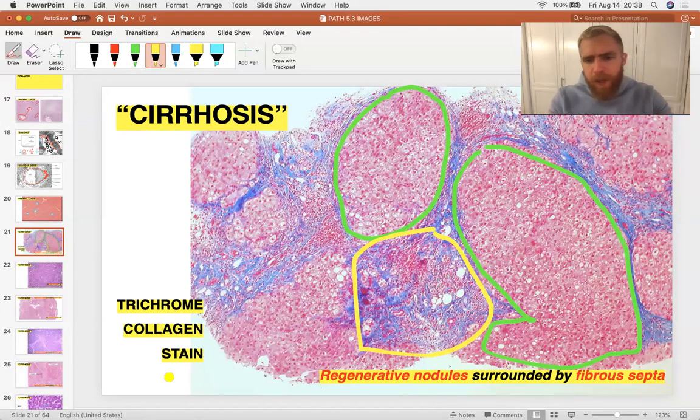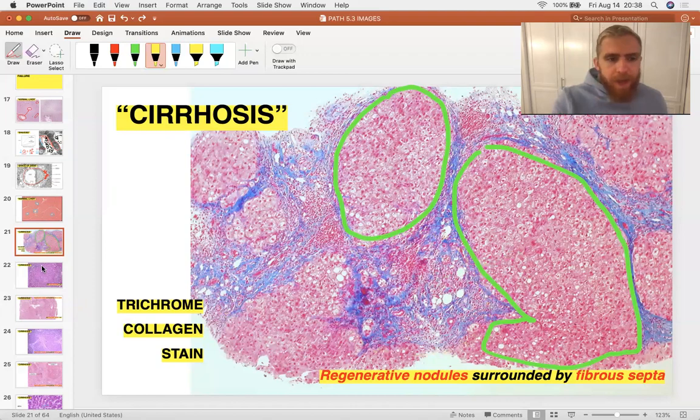And to cap it all off again, that fibrous septa is going to be characteristic of cirrhosis. Not just cirrhosis, you need the septa around nodules containing what? Wall-to-wall hepatocytes. That's cirrhosis.